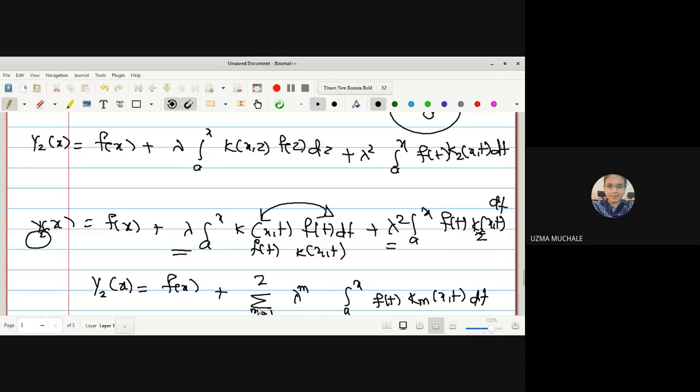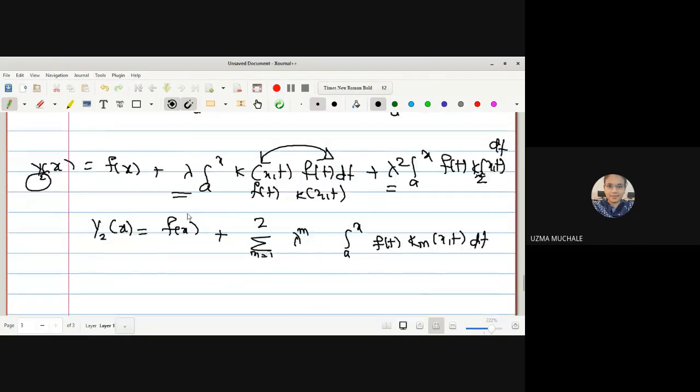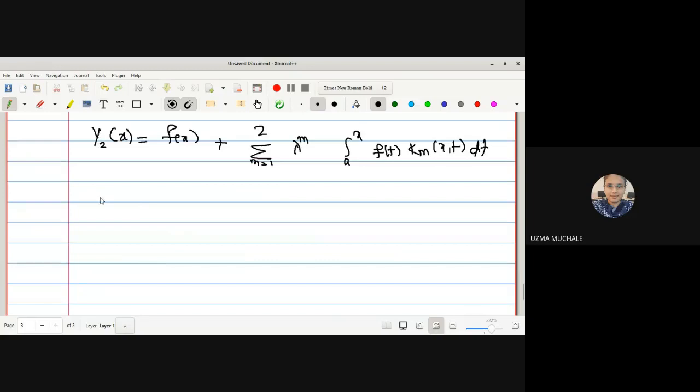If I run the summation with m equal to 1, it will be lambda raised to 1 times f of t k1 of xt. But k1 is nothing but your given kernel k of xt. Similarly, we can write the second term, that is m equal to 2, lambda square integration a to x f of t k2 of xt. Okay, so this we have written for y2. Now we can generalize the concept for n, and hence we can write yn of x is equal to f of x plus summation m runs from 1 to n. Instead of having only two values, we can run this for the nth approximation.